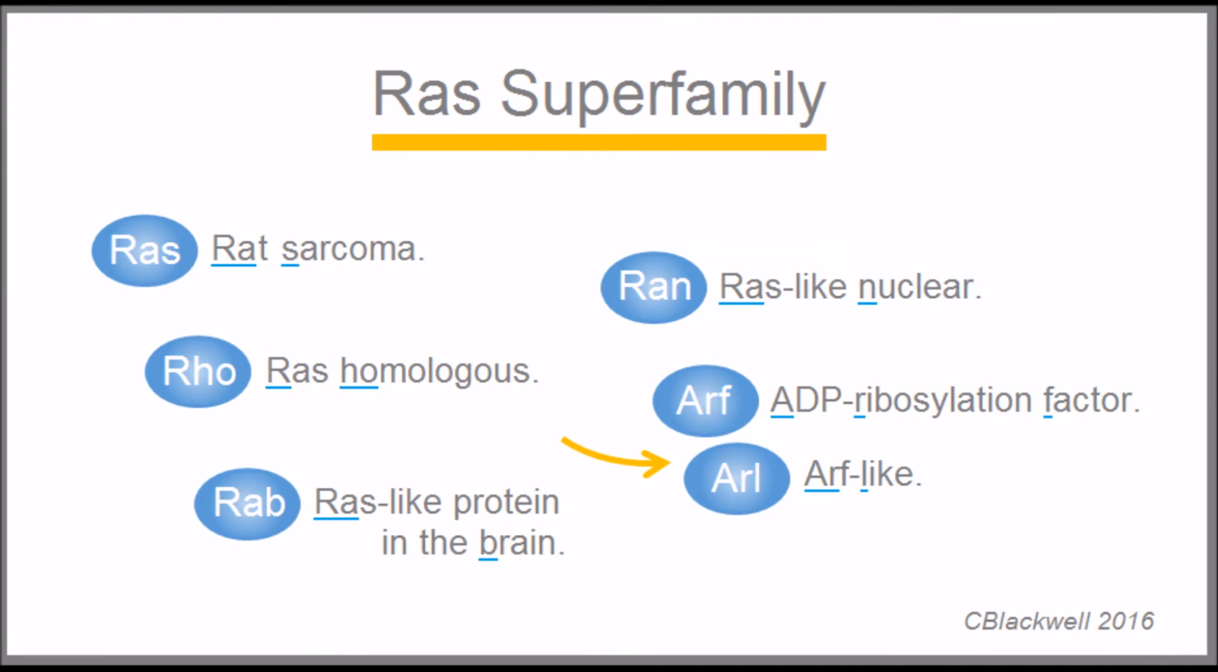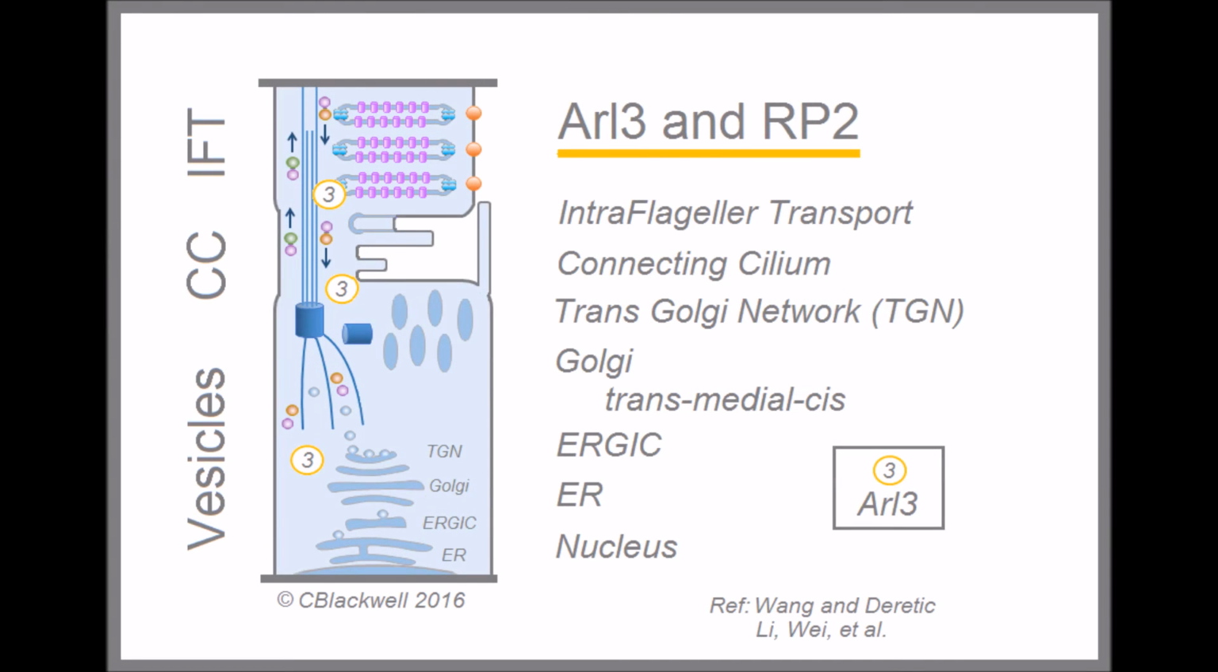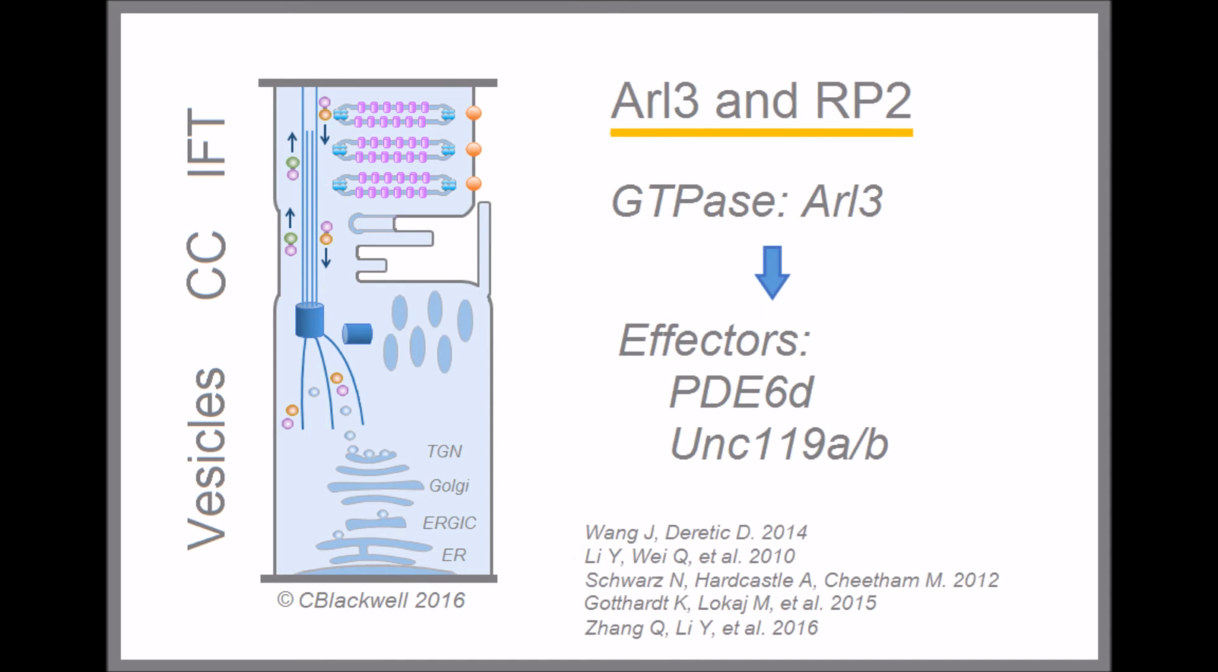ARL, or ARF-like. Now we come to the member of the RAS family we are interested in. Unfortunately, the name ribosylation factor is a holdover from its initial discovery in the cholera toxin. Disregard that for now. ARL3 and ARL13 act together in intraflagellar transport. To relate that to the GTPase paradigm we were just discussing, the effectors of ARL3 are these carrier proteins which operate in ciliary transport.